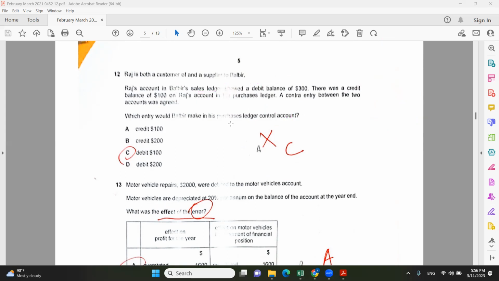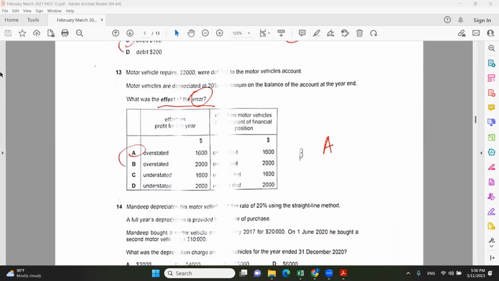Okay. Question 13. Motor repair 200 was debited to motor vehicle. So this is an error of principle. Motor expense is understated, and this one is overstated. This is less, this is extra. Motor vehicles are depreciated 20% on the balance of the account at the end. What is the effect of this error?